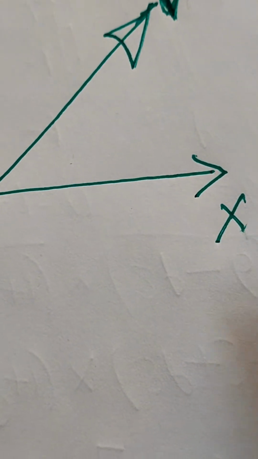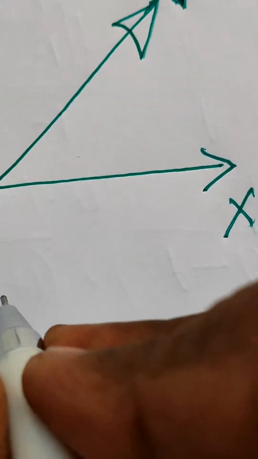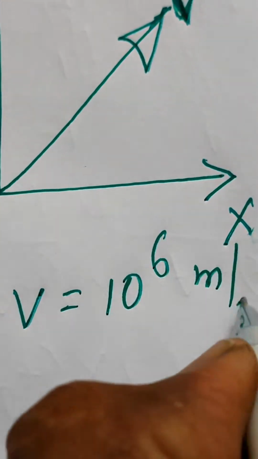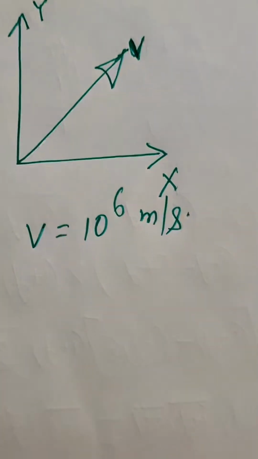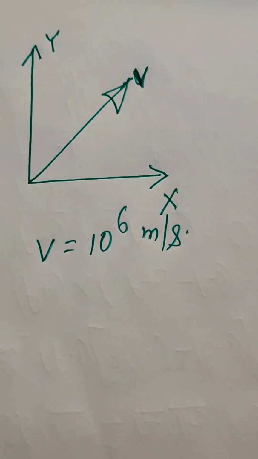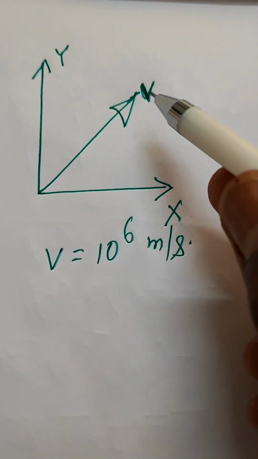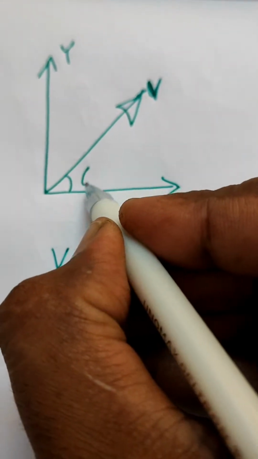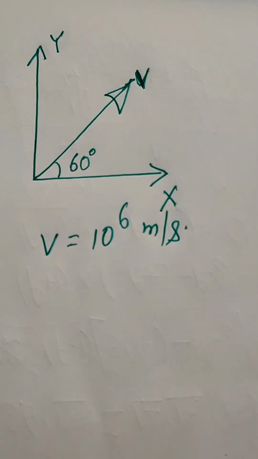In the question it is asked that an electron is moving into the xy plane with a speed of 10 power 6 meter per second. So the velocity of the electron is given as 10 power 6 meter per second. This is the data given to you. Now, apart from this, what is given? Its velocity vector makes an angle of 60 degree with the x-axis. This is the data given in the question.